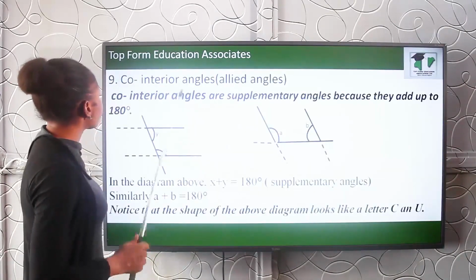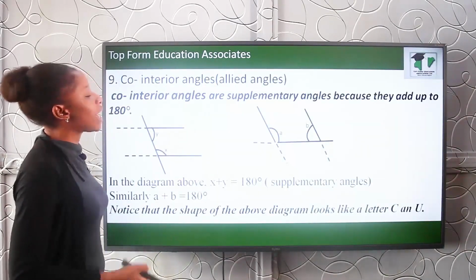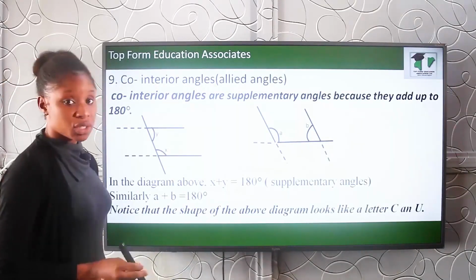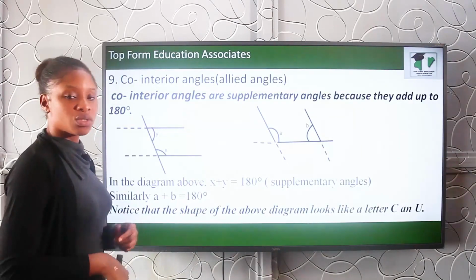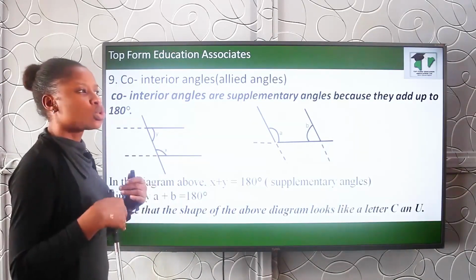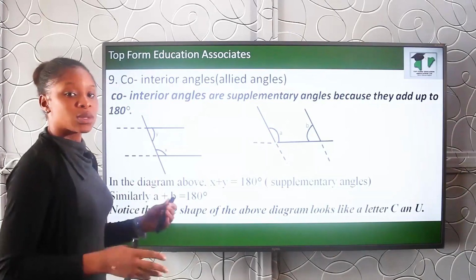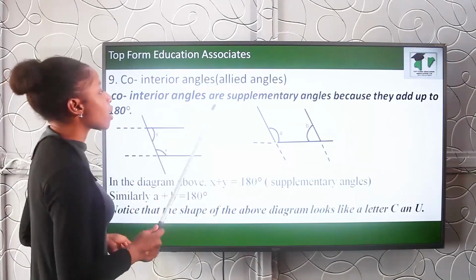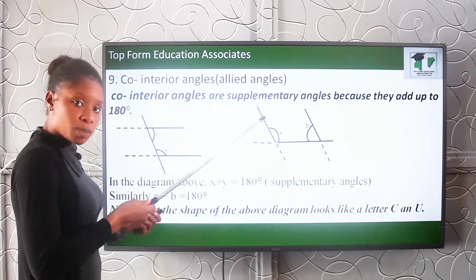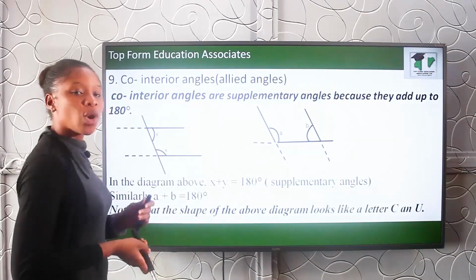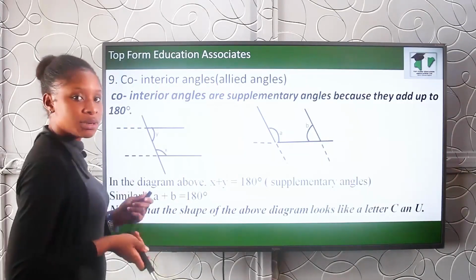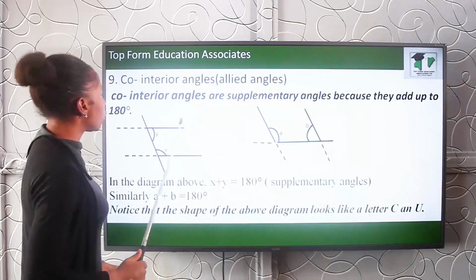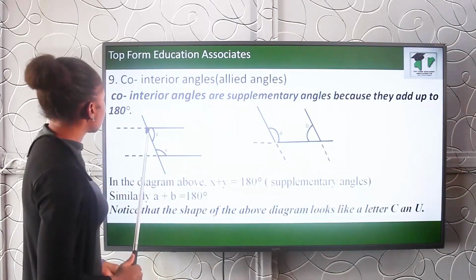All right, co-interior angles or allied angles. Co-interior angles are supplementary angles because they add up to 180 degrees. Remember, we said supplementary angles are those angles whose sum is a total of 180 degrees. So co-interior angles are a type of supplementary angles because they add up to 180 degrees. Co-interior angles can also be known as allied angles. Now, look at this. This is a co-interior angle.